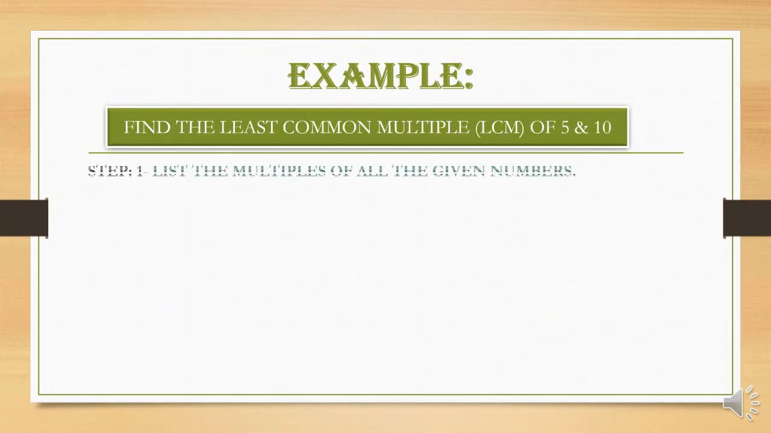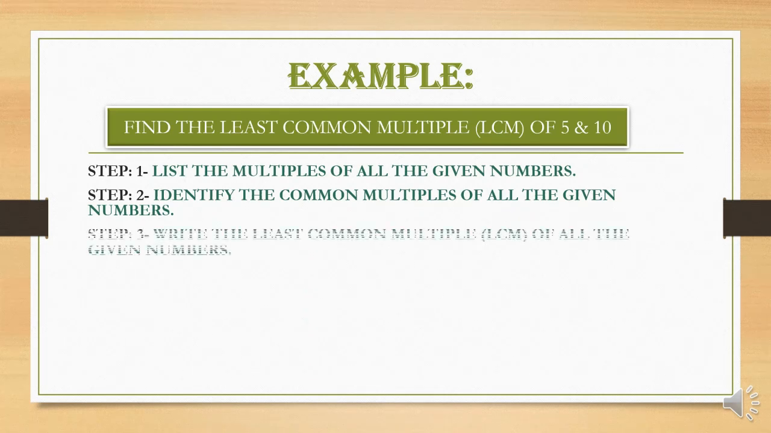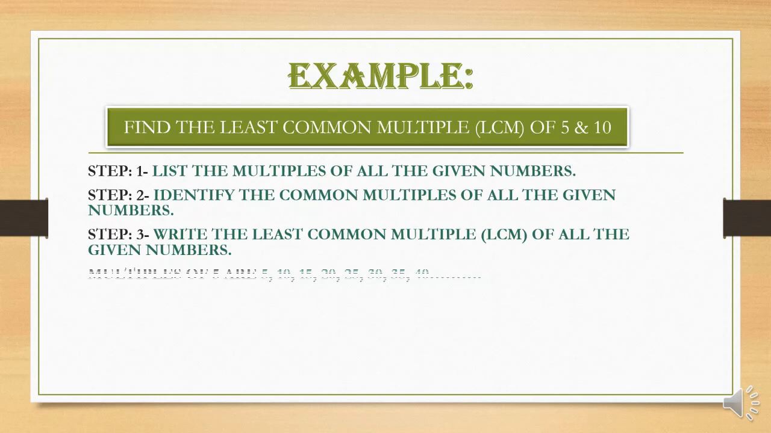To understand it in a better way, let's solve an example. Find the least common multiple of 5 and 10. We will follow a 3-step process to find the least common multiple. Step 1. List the multiples of all the given numbers. The multiples of 5 are 5, 10, 15, 20, 25, 30, 35, 40 and so on. The multiples of 10 are 10, 20, 30, 40, 50, 60, 70, 80 and so on.